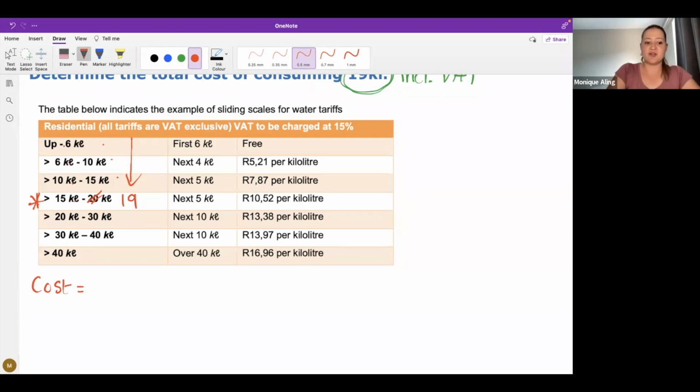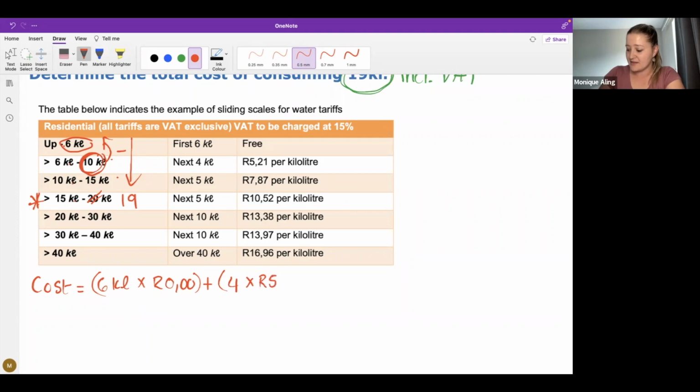So remember, we always start from the top. So this person got their first 6 kiloliters free. So for the first bracket, it's 6 times by 0, because it is free. Then the next range. So this is also another way that I like to do the calculations. I take my 10 and I minus the 6 I've just been charged for. So I've got 10, but I've already been charged for 6. So that means I'm only being charged for 4 kiloliters in this range. Okay, 4 times the price.